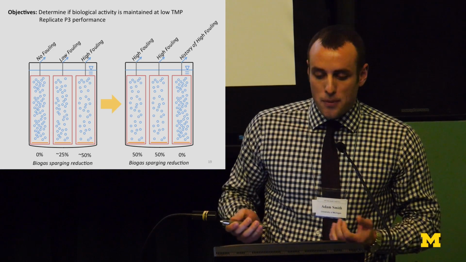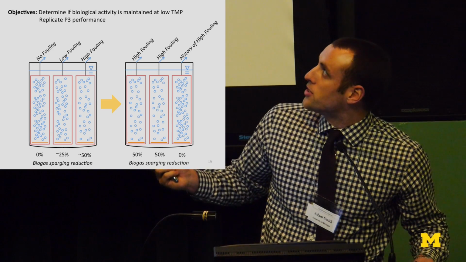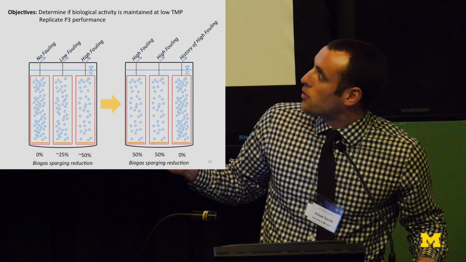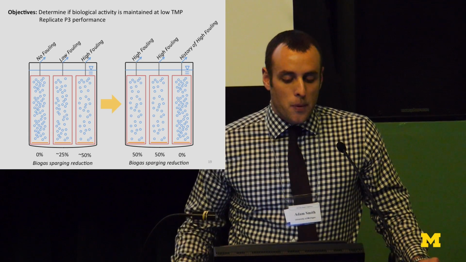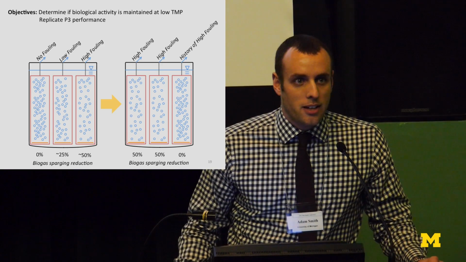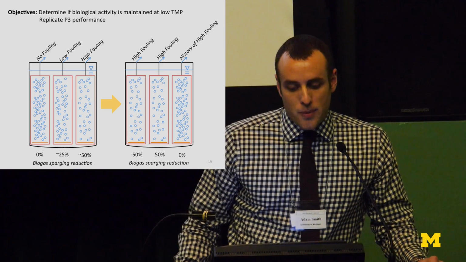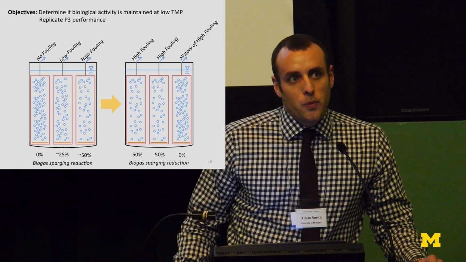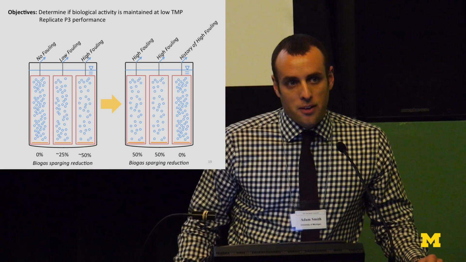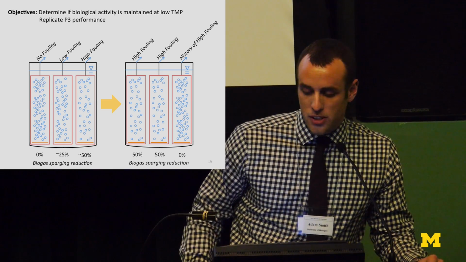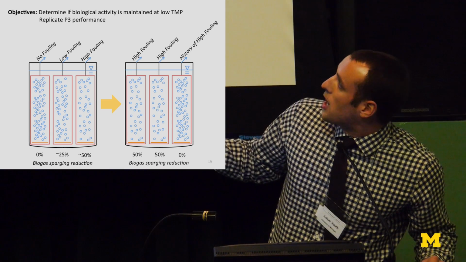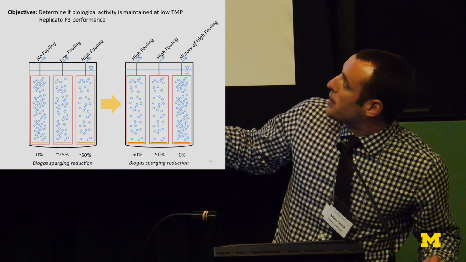So past this, we had a couple objectives. One was that we wanted to replicate the performance that we had on the high fouling case on the other membrane housings, but we were also interested in how tightly adhered that active biofilm was on the membrane surface. So we're interested in, could we retain that biological treatment in the biofilm, but do so at a lower transmembrane pressure?